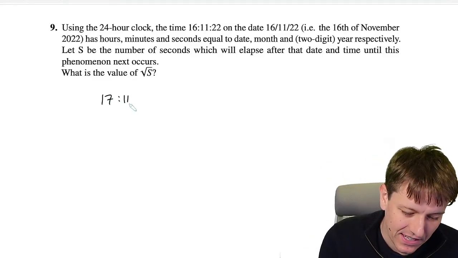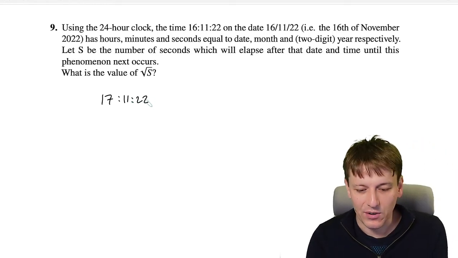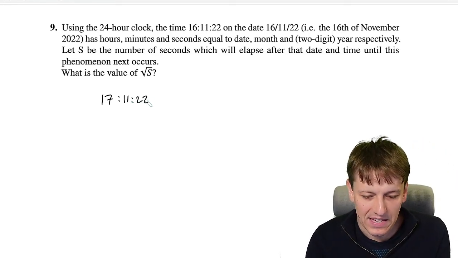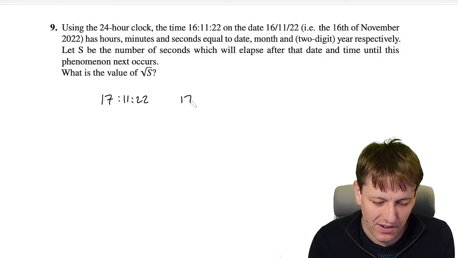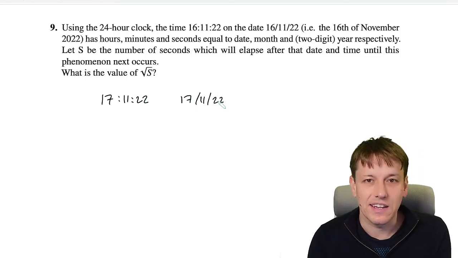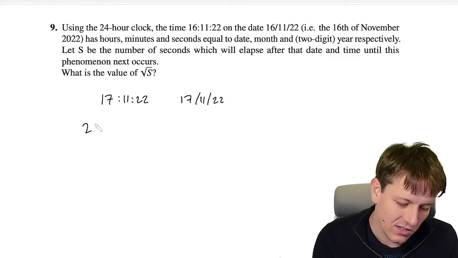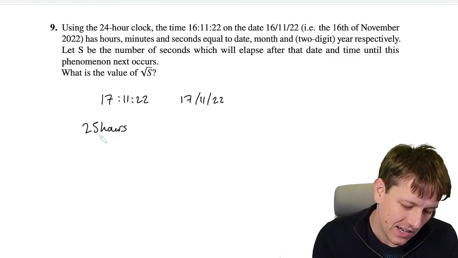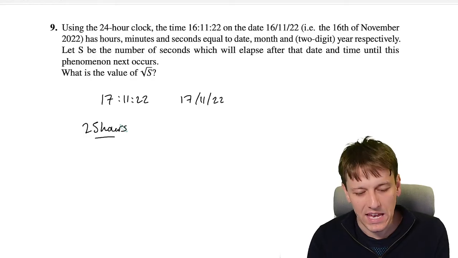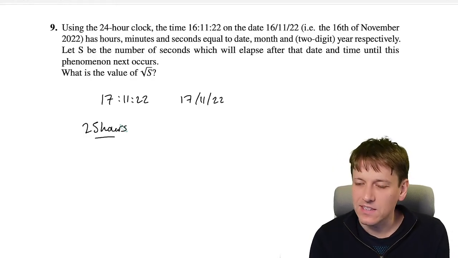I mean, 17/11/22 on the following day, we're going to have the same phenomenon occurring, and it's kind of clear that that's the next time that it happens, and that's exactly a whole day and 1 hour later, so it's 25 hours later.